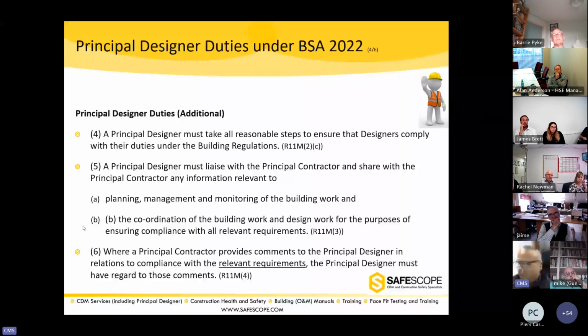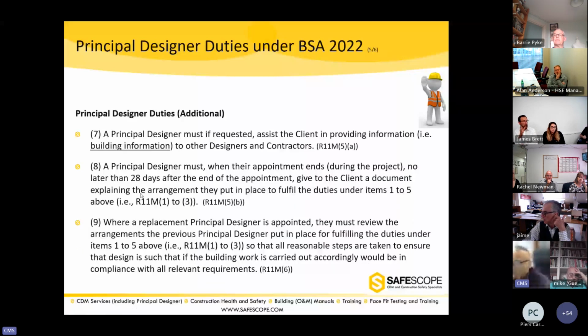We'll go through it. Where a principal contractor provides comments to the principal designer, another requirement is that if a principal contractor comes to the principal designer and says, by the way, I have some comments about compliance with the building regulations, then the principal designer must have regard to those comments. They can't ignore them. They have to do something about them. A principal designer, if requested, assists the client in providing the building information to other designers and contractors.